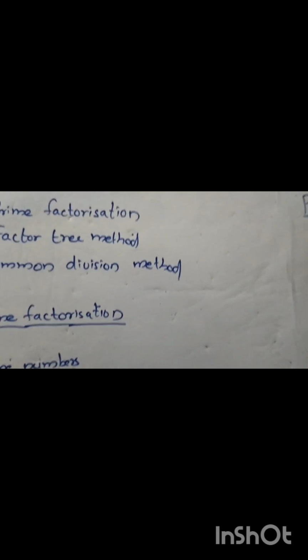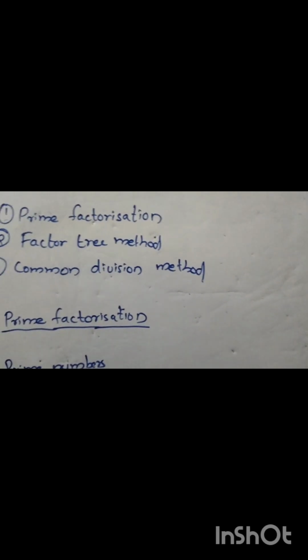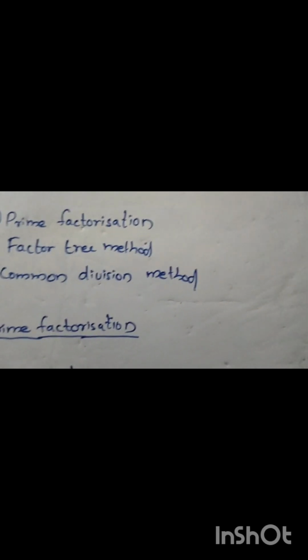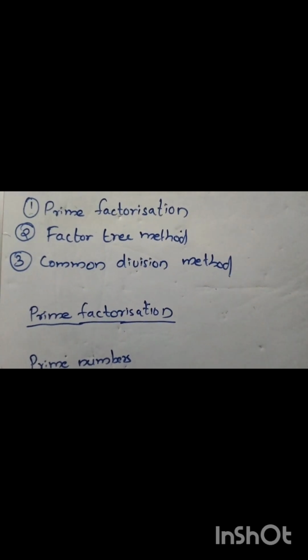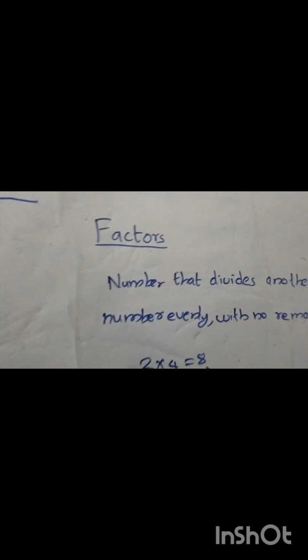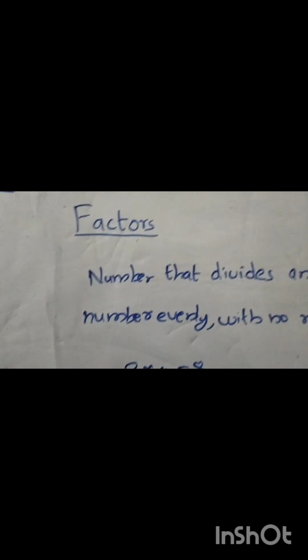We already studied how we can find LCM by the common multiple method, and we understood that it is a very difficult method for large numbers. Today we can study prime factorization. For that we need to know what factors are and what a prime number is. So we can study factors initially.